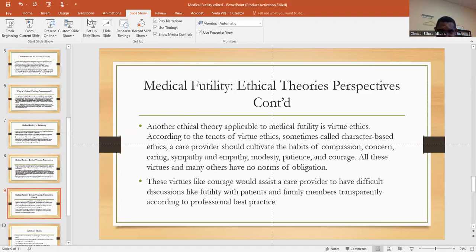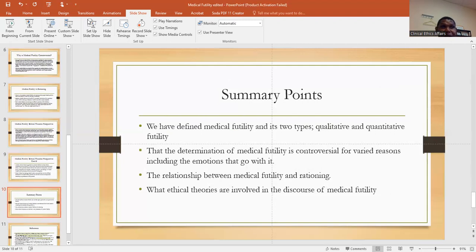of medical futility. These values, like courage, would assist a care provider to have the difficult discussion that is usually associated with medical futility, discussing with the patient and the family members transparently and openly according to the medical indication presented in their case. So there are so many other values for medical ethics that could help in the conversation when it comes to medical futility.